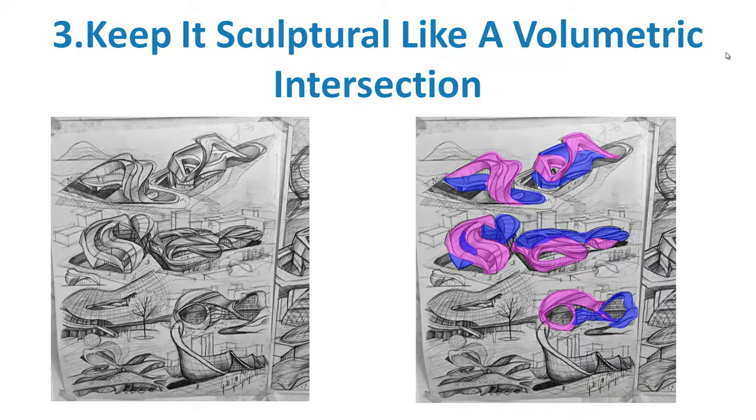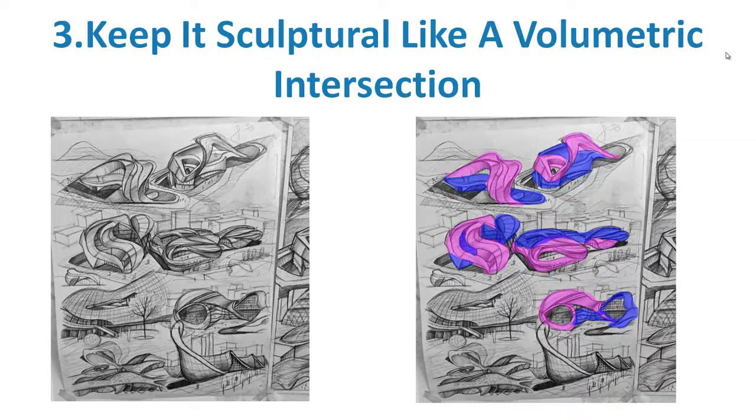So, number 3, keep it sculptural. It needs to be a volumetric intersection, okay? Just like it's not just a regular shape, right? It's something that you feel it like in your gut. Look at the right-hand side. You've got obviously, although the intersection isn't marked by a change of materials, it's obvious that you've got intertwining volumes, and that makes for interesting buildings.